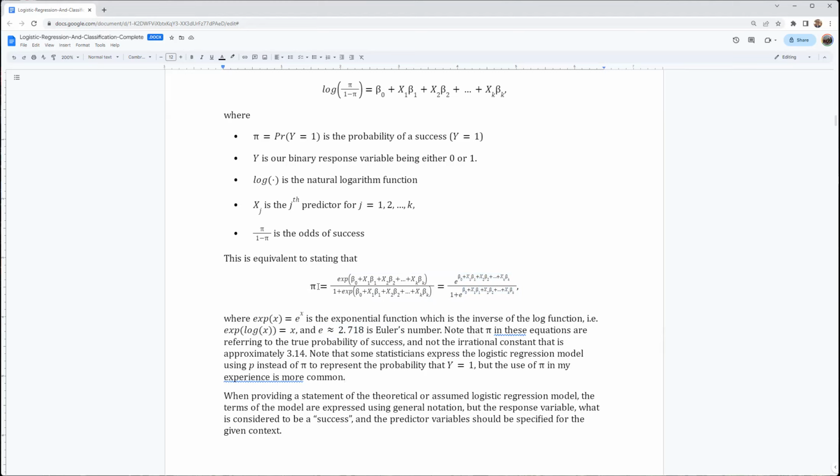A key distinction: pi here is just referring to the probability of success. It is not the traditional 3.1415 irrational number that we usually think of when we say pi. This is simply pi being the Greek letter p for probability. Some people do use the letter p rather than pi in this equation, but it's much less common in my experience. So we're going to go with the more common notation, which is to use the Greek letter pi for probability.